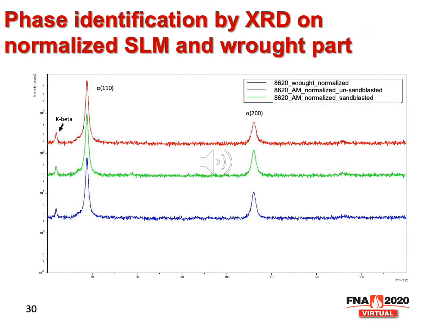Then XRD analysis was conducted on the normalized selective laser melted and wrought parts to confirm the phases in these parts. The XRD patterns for the selective laser melted part and the wrought part are very similar to each other. So BCC was identified, and combined with the microstructure we showed before, this is ferrite plus pearlite in this material.